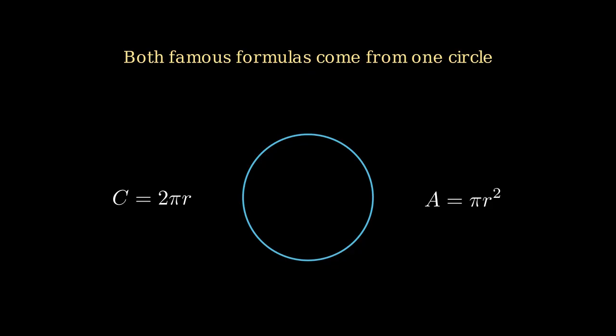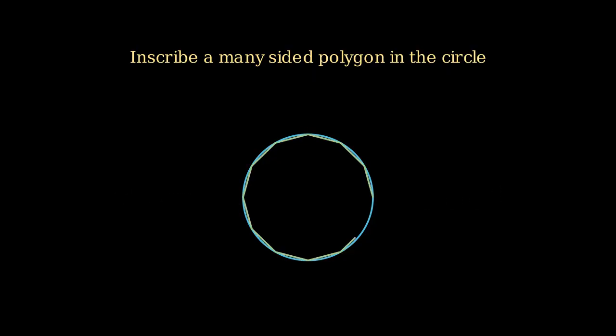Two of the most famous formulas in all of math are these: circumference equals 2 pi r and area equals pi r squared, and both of them fall out of the same circle, just looked at in two different ways. Let's start with circumference. Inscribe a regular n-sided polygon inside the circle of radius r. Picture 100 tiny straight sides hugging the curve.